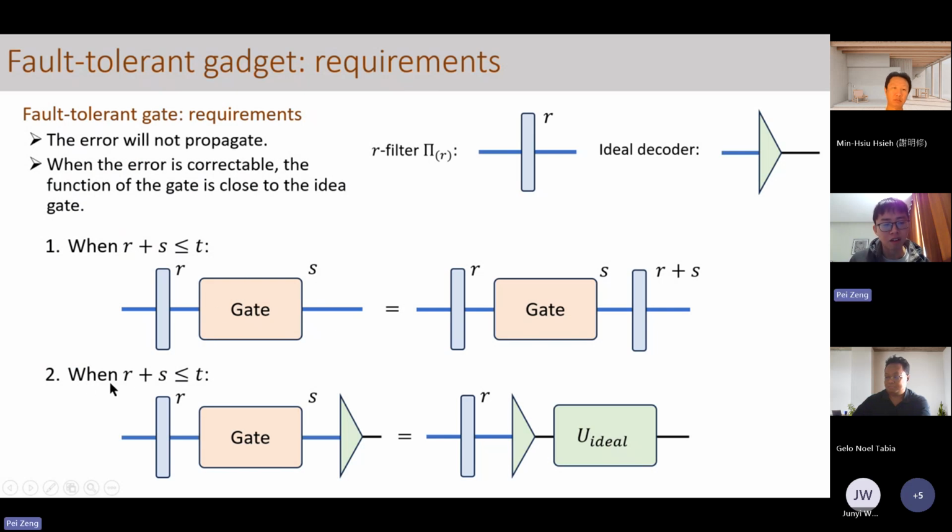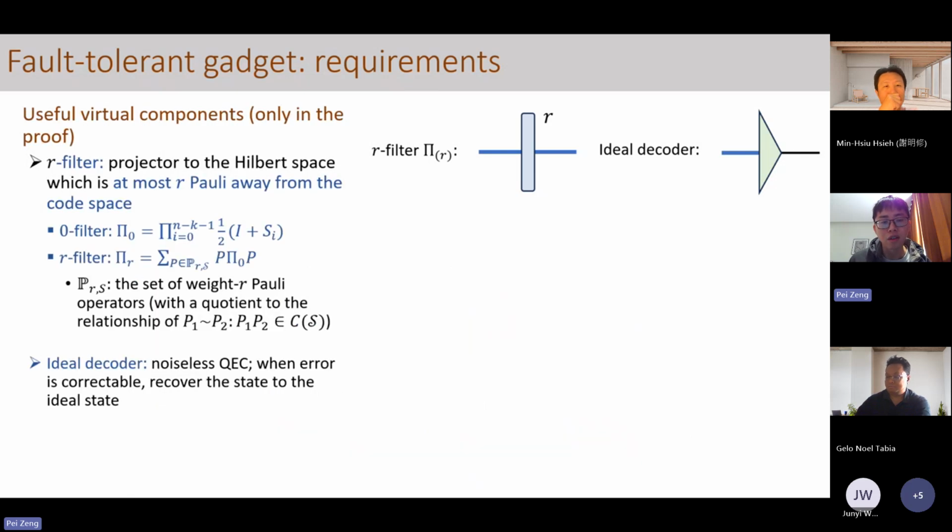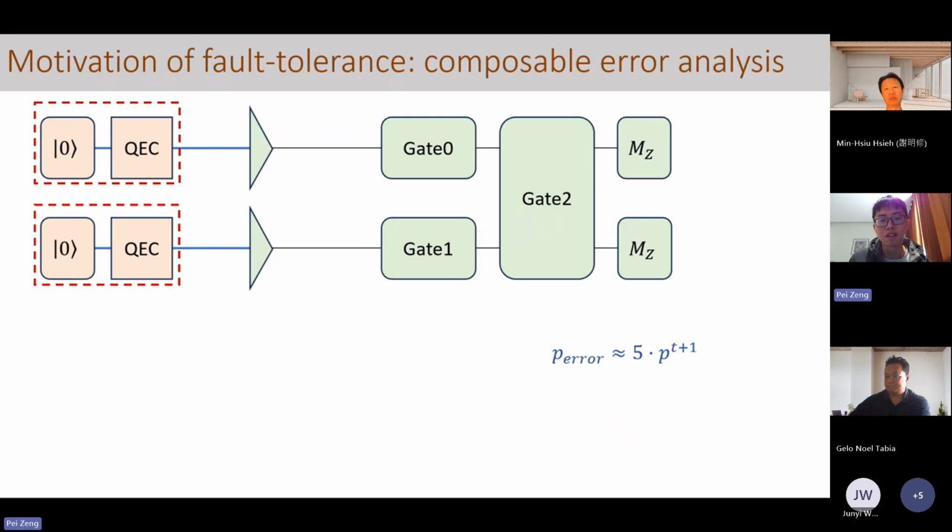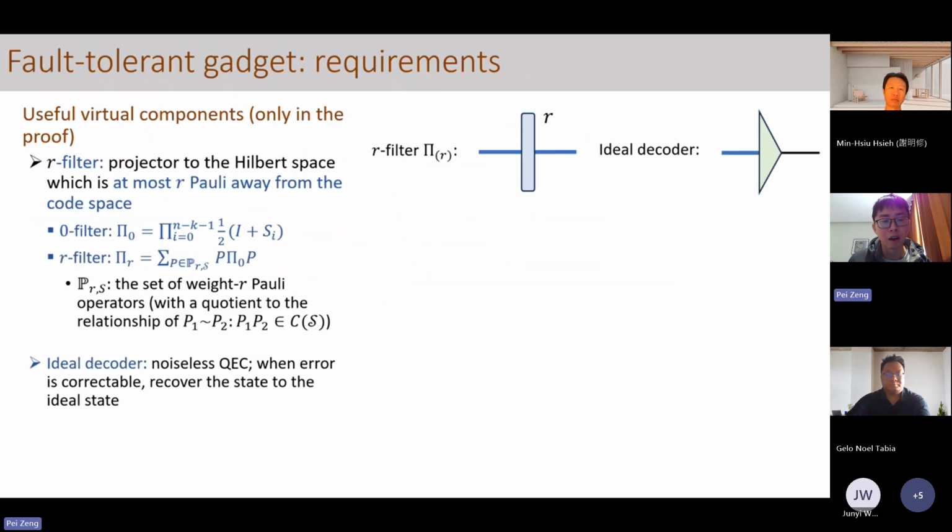The second requirement is that when the error number, including the input error and the errors occurring in the middle, is smaller than some correctable error, then the gate functions very close to an ideal unitary, which is the ideal unitary you want to implement. Suppose you have these two requirements for the fault-tolerant gate, and you also have similar requirements for fault-tolerant state preparation, measurements, and error corrections. Then you can do these reductions. This is the major idea of the former fault-tolerant error analysis.